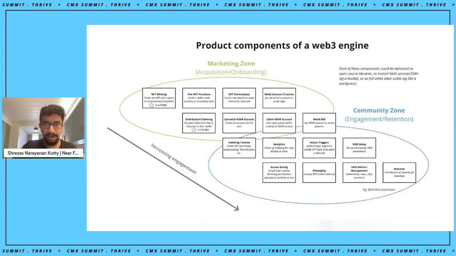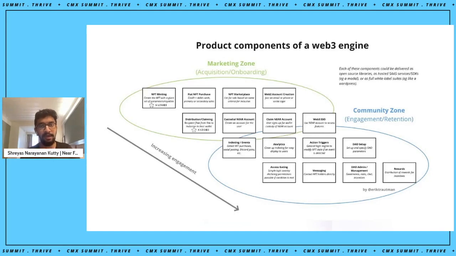I know that the font is pretty small on this one, but I'll probably ask the organizers to share the link to this once the slides are up. But I just wanted to showcase the activation side specifically with the example of NFTs. And you could almost translate this into social tokens and DAOs and a bunch of other verticals as well.